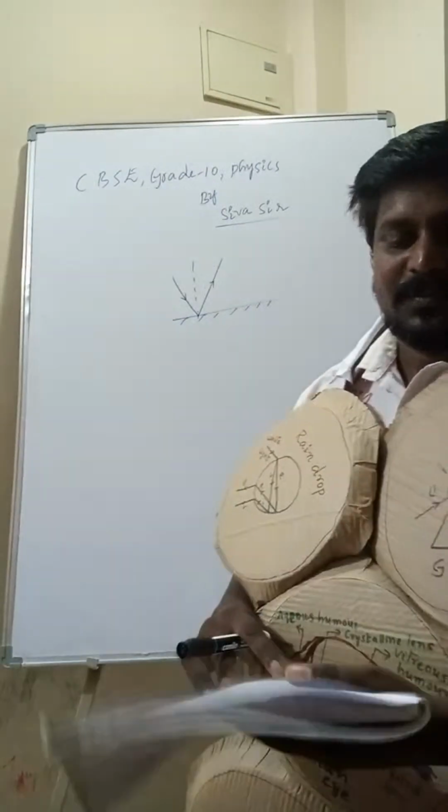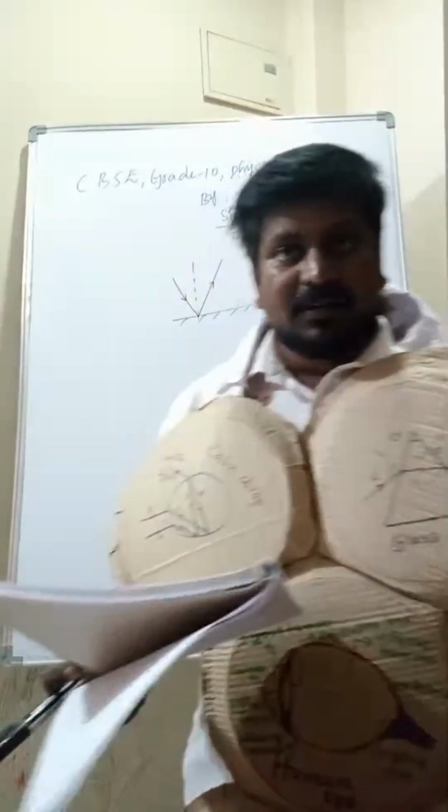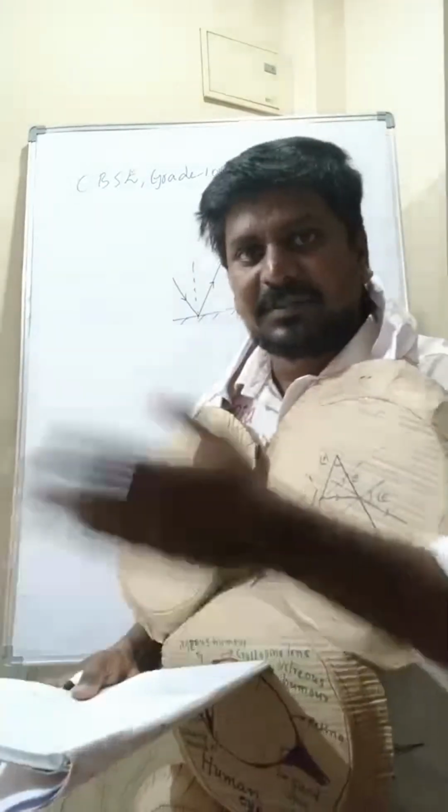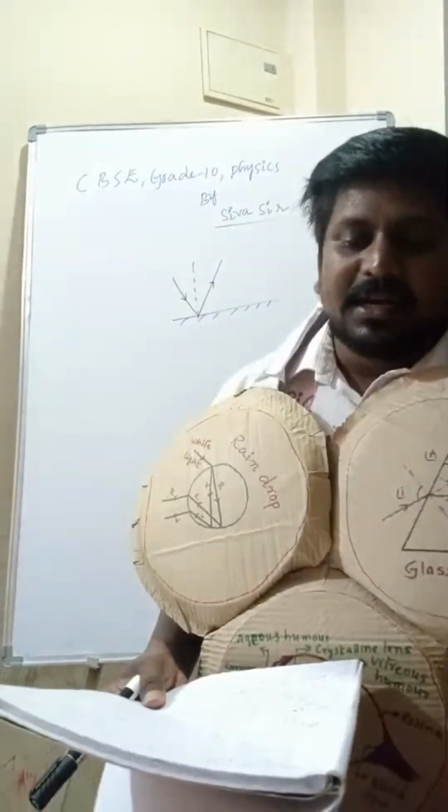Lateral inversion: the phenomenon in which the right side of the object appears to be the left side, and the left side of the object appears to be the right side.